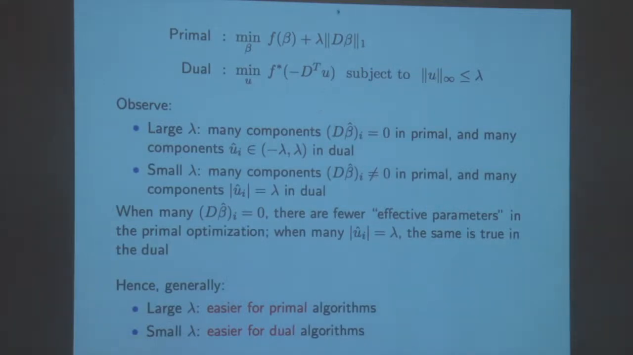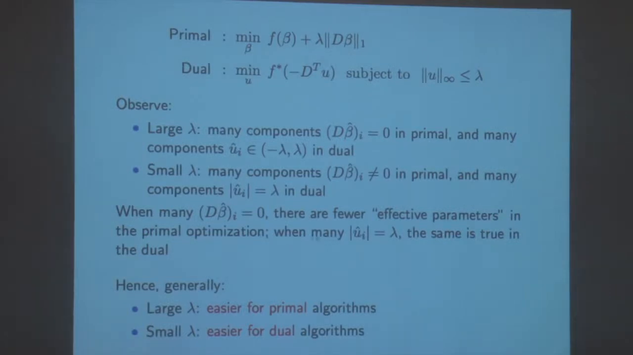For small lambda, many components are non-zero by construction. We're going to have D beta being denser and denser as lambda gets smaller. But in the dual, as lambda gets smaller and smaller, the box is getting tighter and tighter. More components of the dual solution are going to lie on the boundary, so there'll be less in the interior. In a very rough sense, when many of these differences are 0, there are fewer effective parameters in the primal. An iterative algorithm would set many of them to 0, and then it probably wouldn't touch them from then on, and it would just iterate over the remaining non-zero ones until convergence. So effectively, it's solving an optimization problem in a lower dimension.